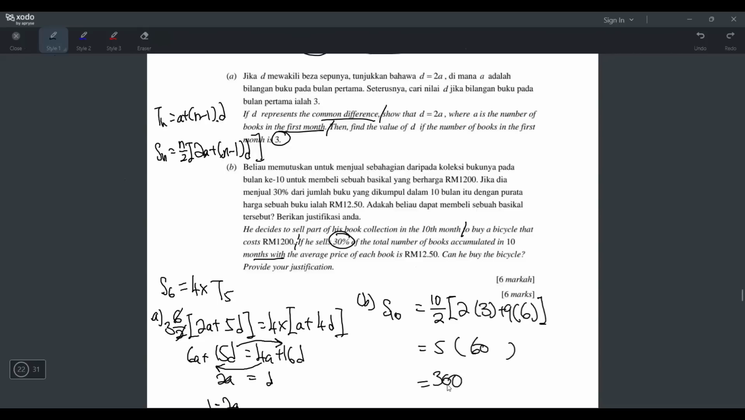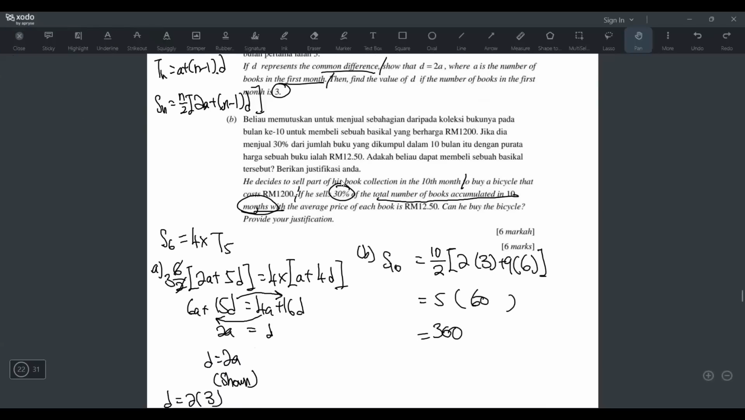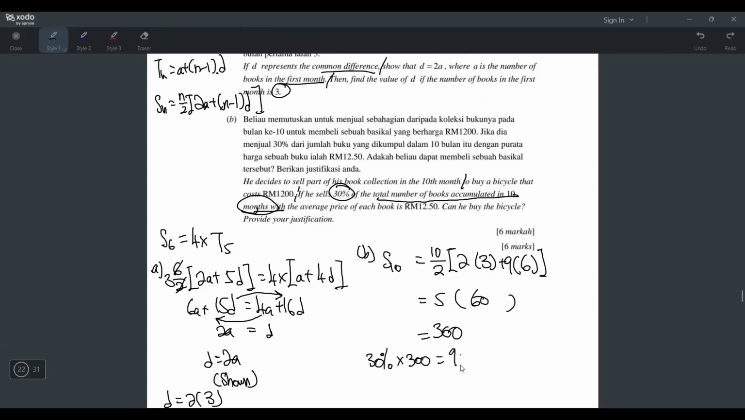Okay, this 300 represents what? It represents the total number of books accumulated in 10 months. It means after 10 months, all the books he accumulated, including the first, second, third, fourth, fifth month, until the 10th month, all added together is 300 books. But he will only sell 30%, right? So 30% of the amount of books he will sell. So let's press 30% times 300 and see how many he sells. If I press this, I will get 90. So he's planning to sell 90 books.